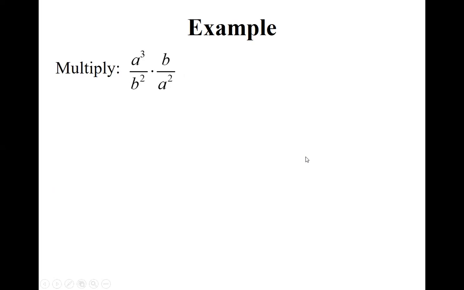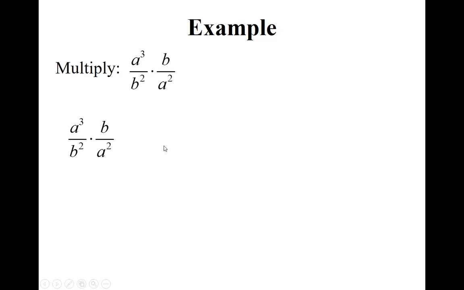Let's look at a cubed over b squared times b over a squared. We want to write these in expanded form. A cubed is a times a times a, then times b. That's what we would have across the top.